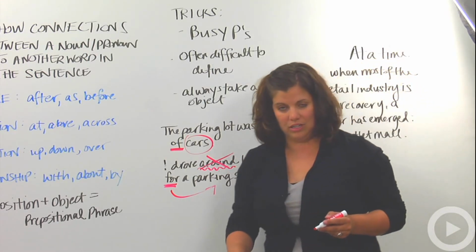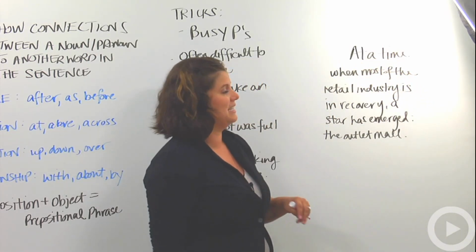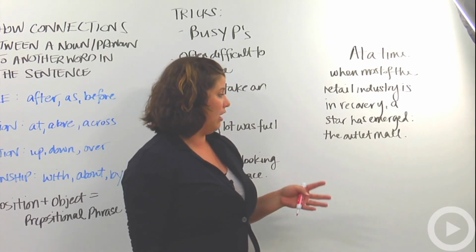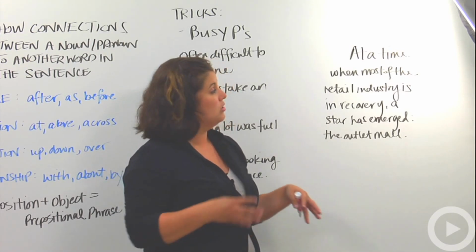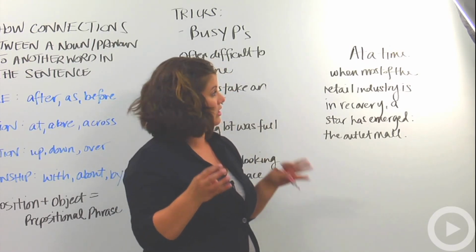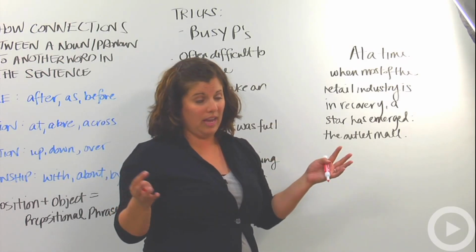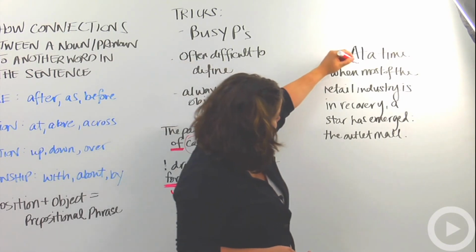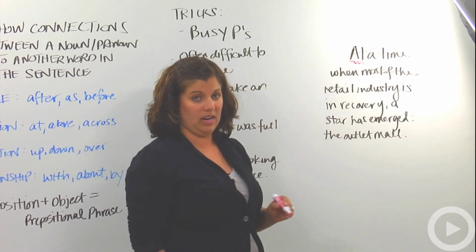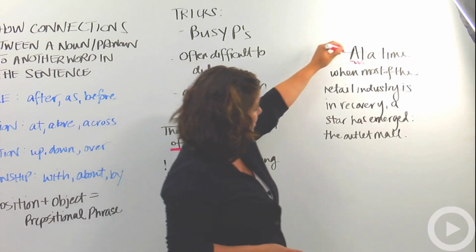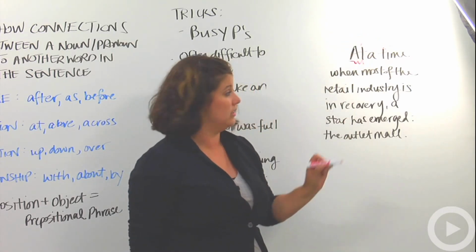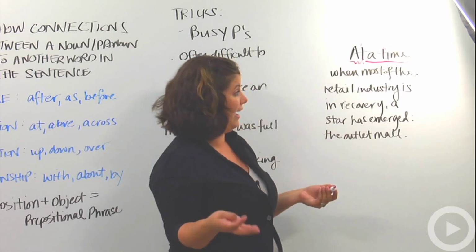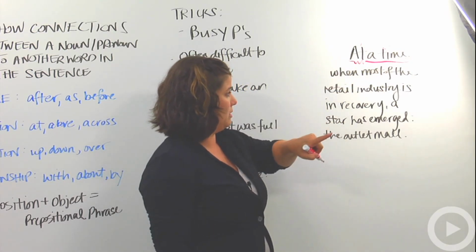All right, let's see if we can do this on our own. So you've got this sentence here. At a time when most of the retail industry is in recovery, a star has emerged, the outlet mall. So let's start breaking down some of those prepositions. So the first clue that we have is they're talking about time, and we know that prepositions show time relationships. We've got this word at. All right, it's a hard word to define, and it's followed by an object, a time. So if somebody asked you about this prepositional phrase, you would tell them the phrase is at a time. All right, so there's our first preposition.